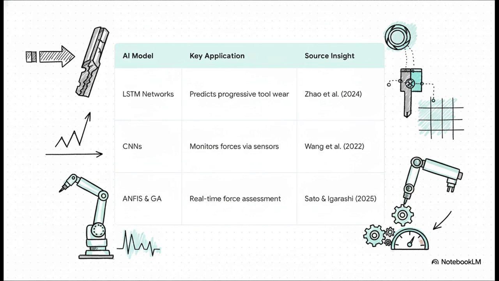And there isn't just one type of AI that does this. Researchers are building a whole new toolkit of AI specialists. For example, they're using LSTM networks, a type of AI that's great at understanding sequences over time to predict exactly how a tool will slowly wear down. Others are using CNNs, the same kind of AI that powers image recognition, to analyze data from tiny sensors that are embedded right inside the cutting tool itself. It's all about picking the right AI for the right predictive job.